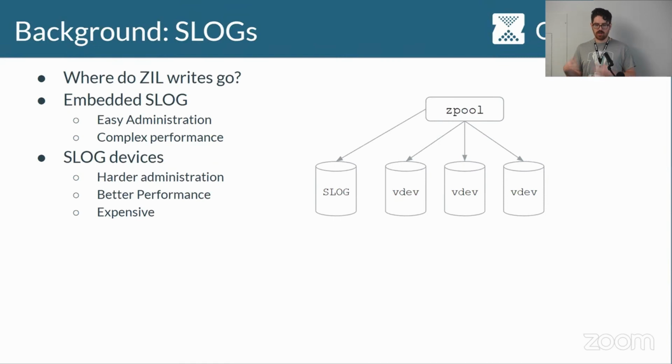If you want really good ZIL performance, you need a slog device or a separate intent log device. And the idea here is that it's just another disk that you have attached to your pool that is only used to store ZIL data.